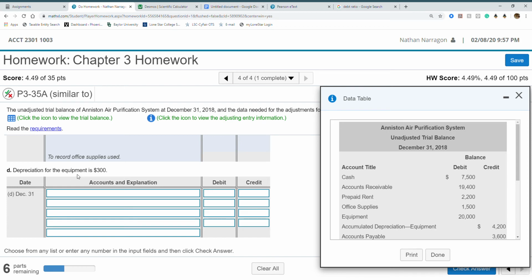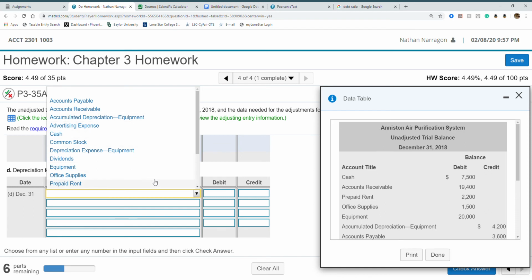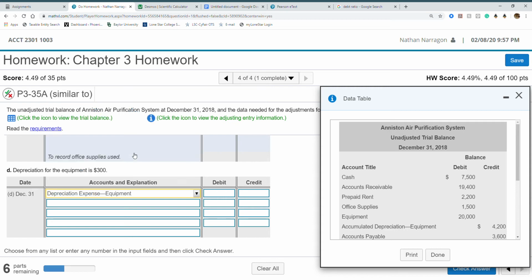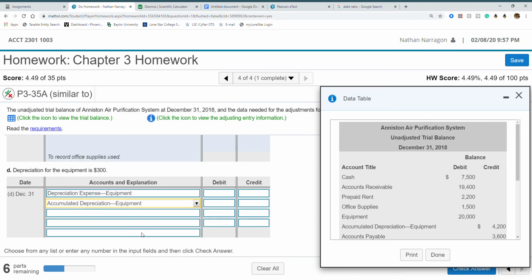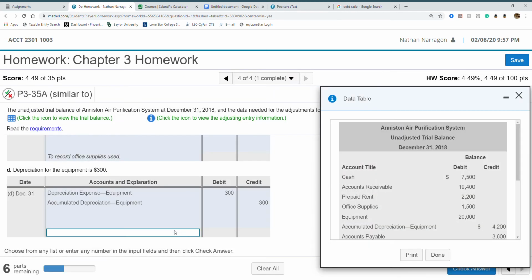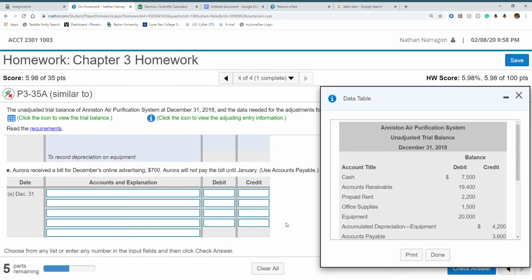Okay, depreciation for equipment is 300. Okay. Again, find our expense. There it is. You just put equipment at the end. Remember, for depreciation, it is always depreciation expense and accumulated depreciation. And again, they tell us on this one, we don't have to figure it out. Life is good. We're good to go. Oh, I forgot to put the explanation. That is my bad. Okay.